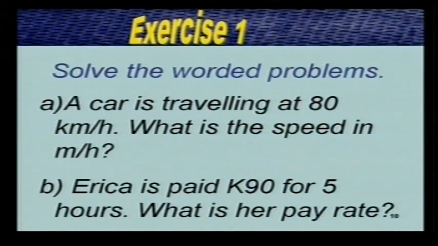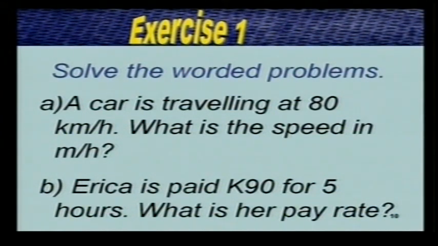How did you get 133? Okay. 80 kilometers, so 80 kilometers per hour. Now it's asking you to change to meters per hour. You're not going to change hour because it's already there. You only concentrate on kilometer to meter. You change these 80 kilometers to meters. So I gave you a hint up here. When you want to convert a bigger unit to a smaller unit, you're going to multiply.